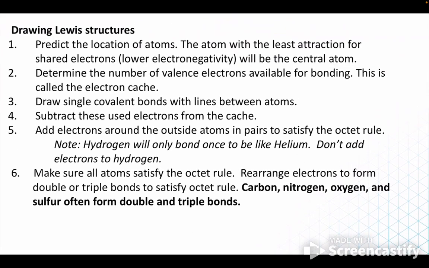So first thing you do is you predict the location if you have more than 2 elements. The one that has the lowest electronegativity will be the central atom. And then you want to count all the valence electrons available, so every element that's in the structure, their valence electrons. We call that the electron cache.